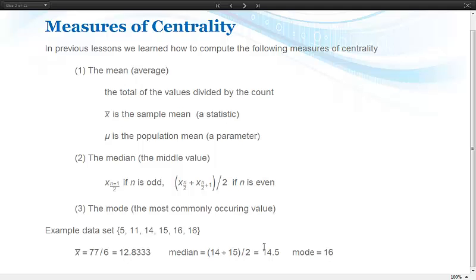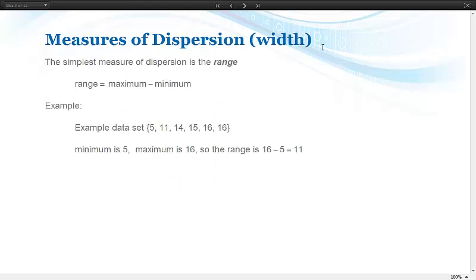The mode is 16 because there's only one value that's repeated. There's 2 copies of 16 in the data set, and all the other values only occur once. Okay, but let's move on to our measures of dispersion, or width of a data set. The simplest measure of dispersion is called the range. It's simply the distance between the minimum value and the maximum value. That is, I take the maximum and subtract the minimum. That gives me the range of the data.